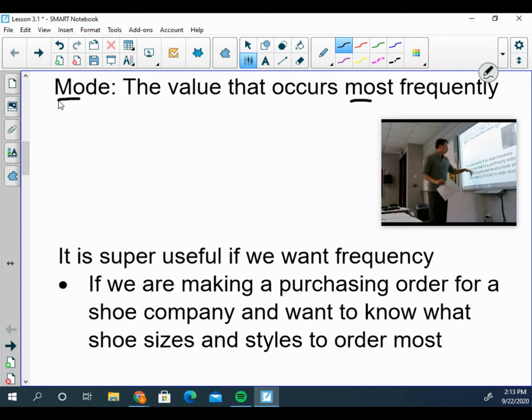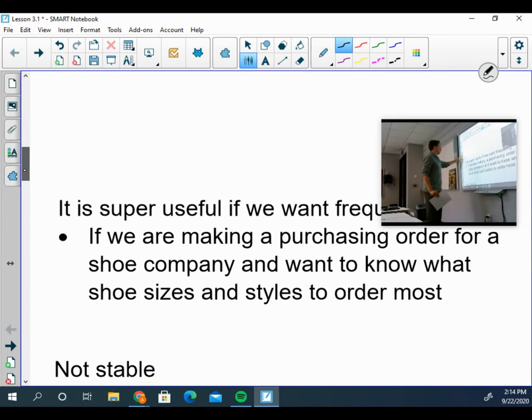Therefore, also, if I have a shoe style that's more popular than the others, I'm obviously going to want to order more of those. Plus, the mode is super impactful for frequency. The size of shoe and the style of shoe that are ordered most often is the shoe that I am going to order most in my purchasing order. So the mode would be really good for that situation. Again, mode is the value that occurs most frequently.